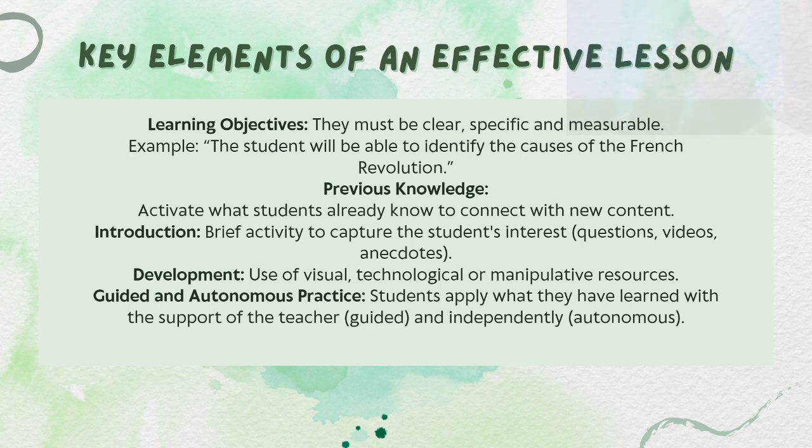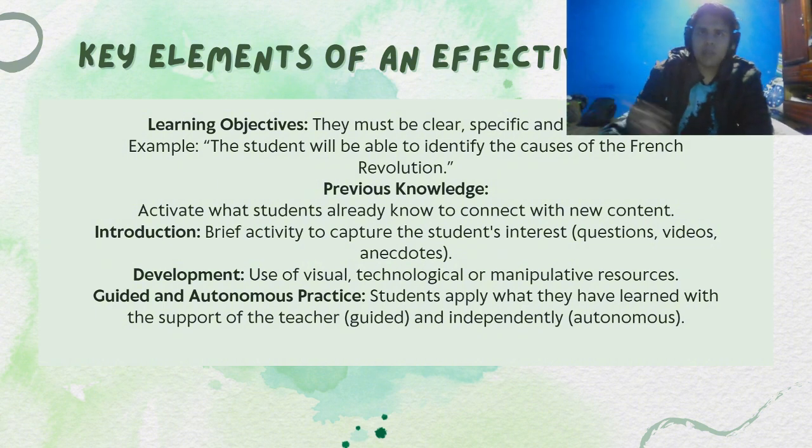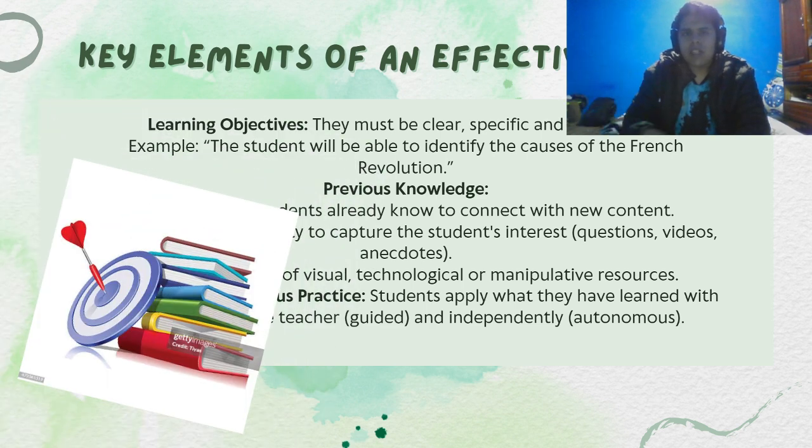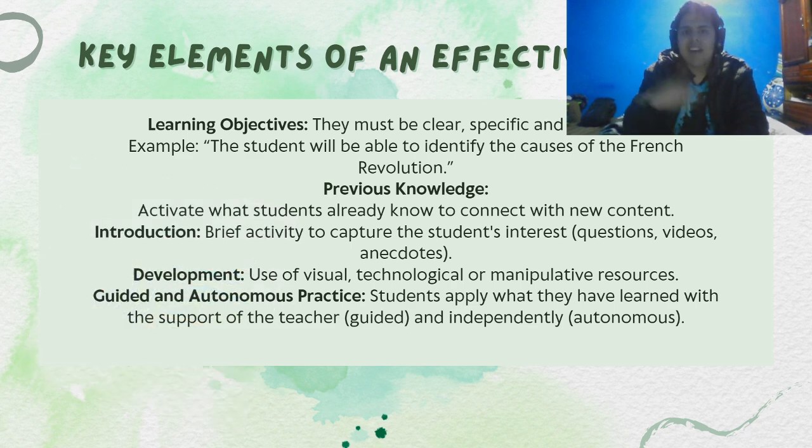We have the objective, which obviously must be clear because it's important for the other students. We follow the rule and the instruction for the teacher or for the other students. We have the idea of a specific objective. For example, the student will be able to identify the causes of the French Revolution.